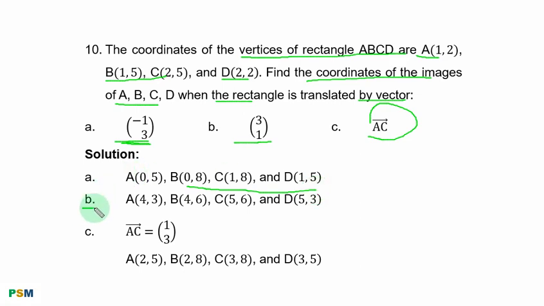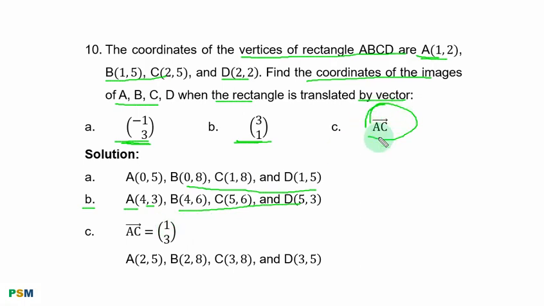You move to part b, you translate with this vector by adding it to the various coordinates. Let's check for coordinate A. 1 plus 3 is equal to 4. Then 2 plus 1 is equal to 3. You have that for the other coordinates.